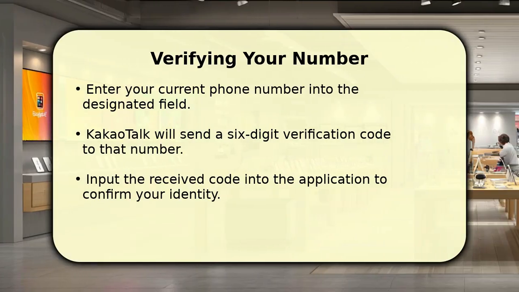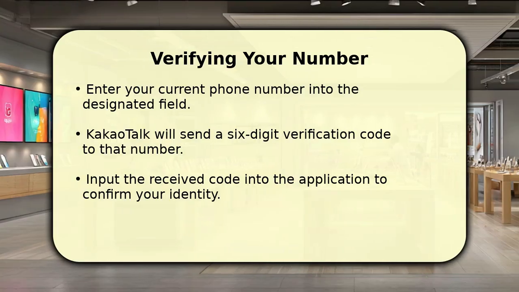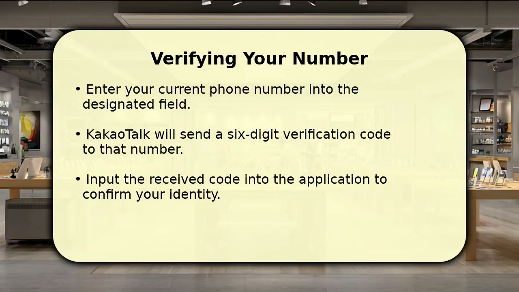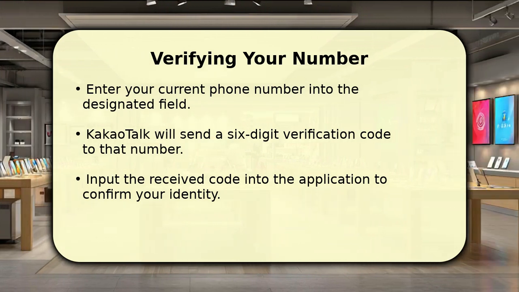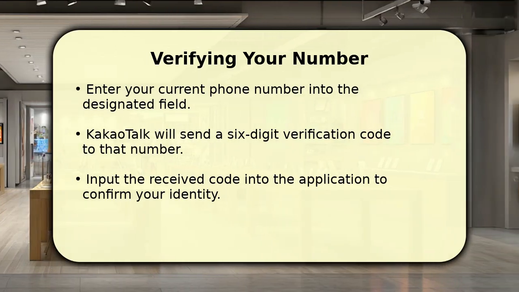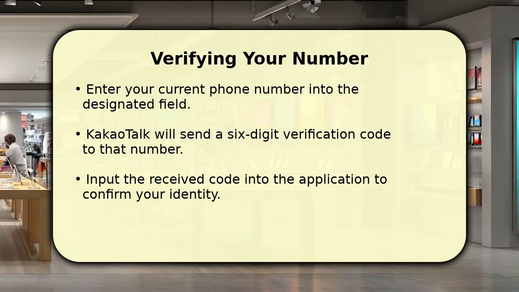Next, you will need to enter your phone number to verify your account. Make sure to select the correct country code before typing your full phone number into the provided box. KakaoTalk will then send a short message service, or SMS, containing a unique 6-digit verification code to that number. Enter this code into the app when prompted to complete the verification step, linking your account securely to your phone.